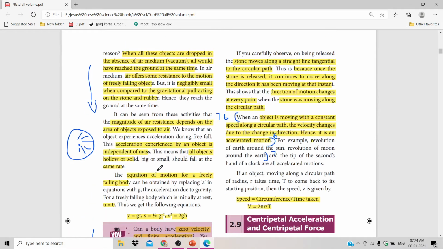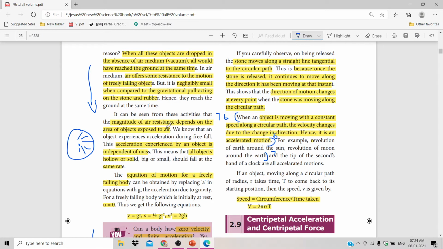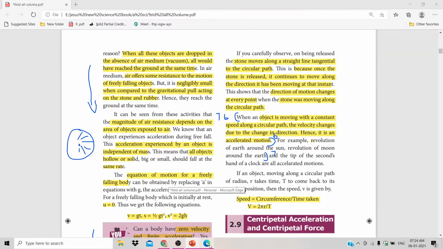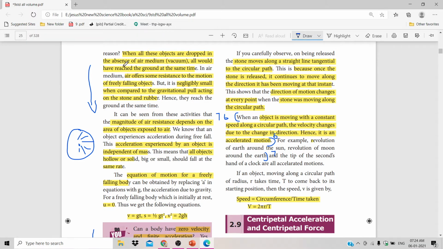Why does it move in a straight line? That we are going to learn. Okay. The stone moves in a straight line, tangential to the circular path. See, I'm going to draw a small diagram. This is a circle, and this is called a tangent.